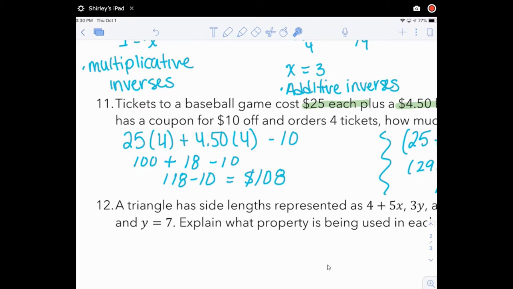So if I broke it up into its components, it became a little bit easier to do mentally. So now I have 100 plus 18, which still ends up giving me 118, minus that $10 coupon, and I can see I have $108. Again, one is not more correct than the other, just a matter of preference.